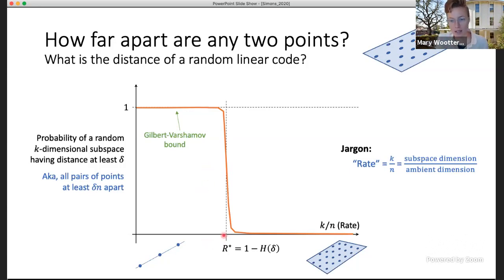On the other hand, if I go a little bit above that threshold, so I have a slightly higher dimensional subspace, then all of a sudden it becomes extremely likely that I do not satisfy this property. That is, that there are 2 points that are really close together. Okay, so that's what's known for this question. And again, this is a pretty classical result. It's not too hard to see. You could probably do it yourself if you get bored later.